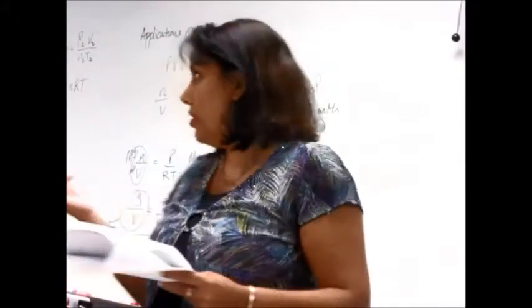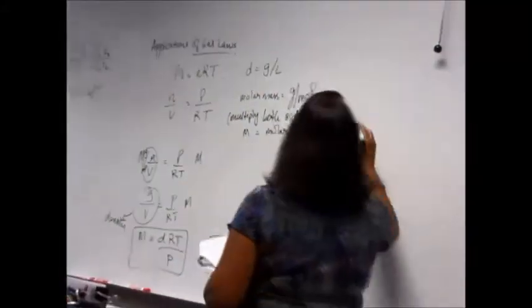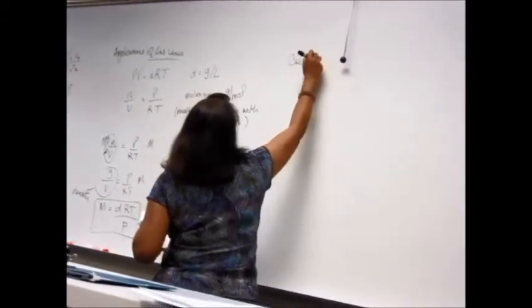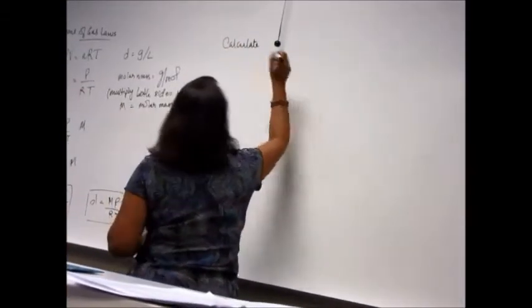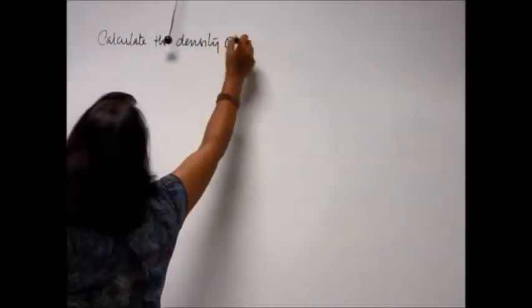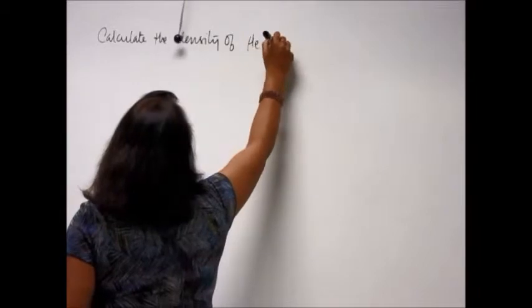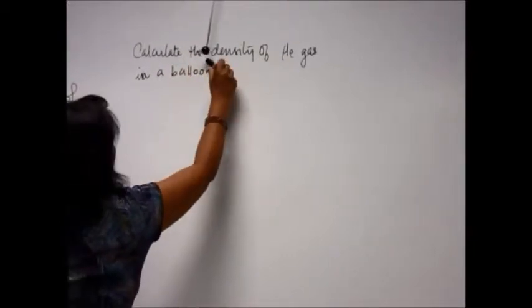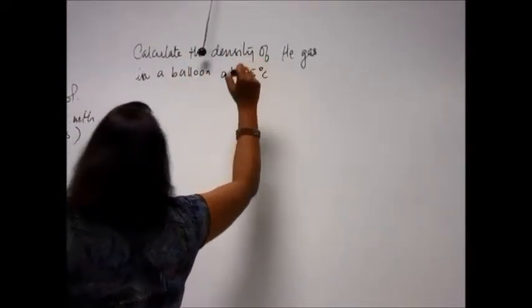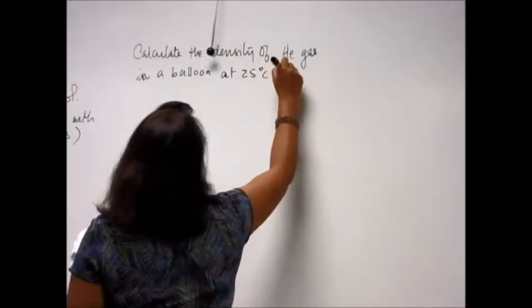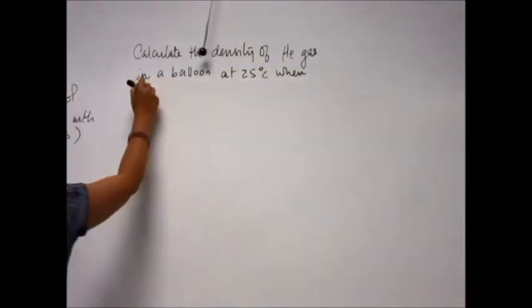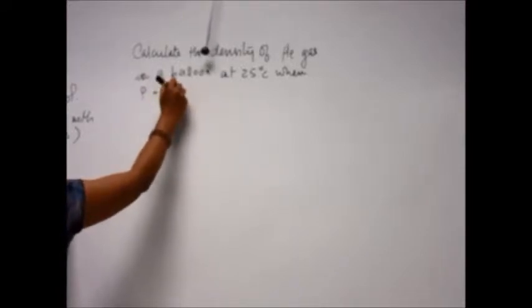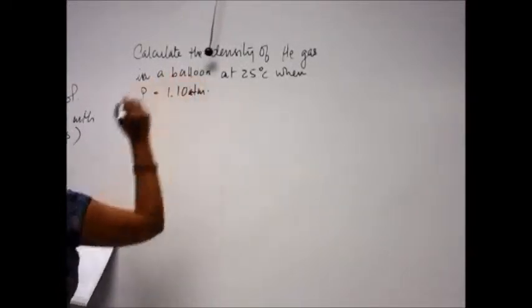So these calculations are also very, very straightforward. There's nothing to it. So for example, here's a problem. Calculate the density of helium gas in a balloon at 25 degrees Celsius when pressure is equal to 1.10 atmosphere.